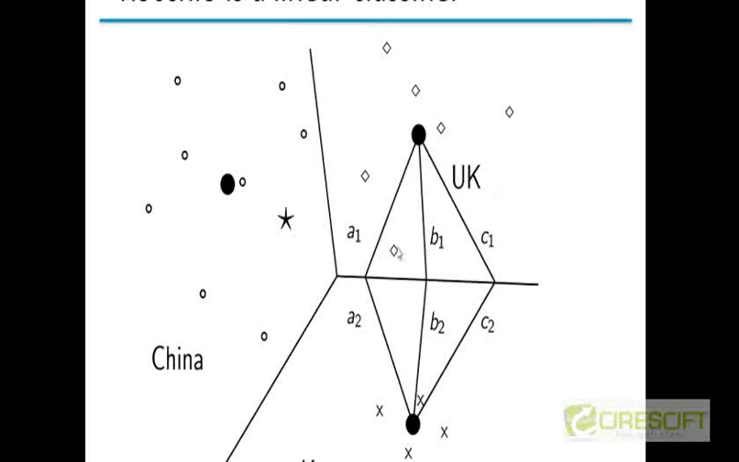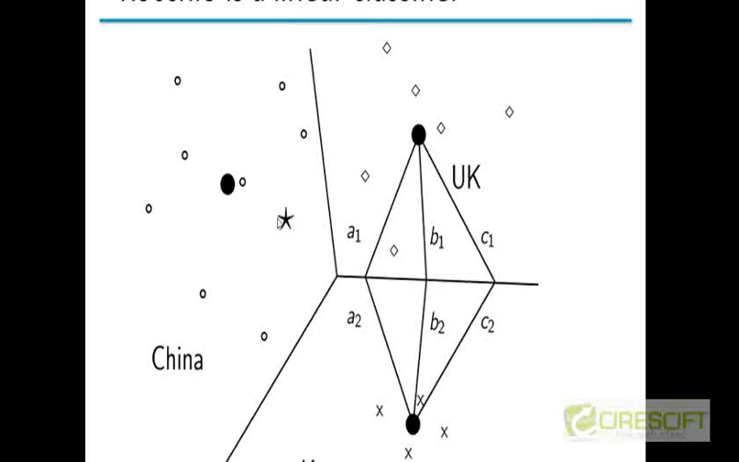And the circular points are the document vectors that belong to the China class. And this darkened circle over here is the centroid of this class. The crosses are the training examples in the Kenya class, and the centroid is depicted by this dark circle. The UK class is represented by diamonds, and the centroid is this darkened circle. And this star is the test document.